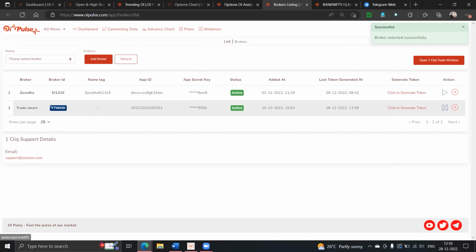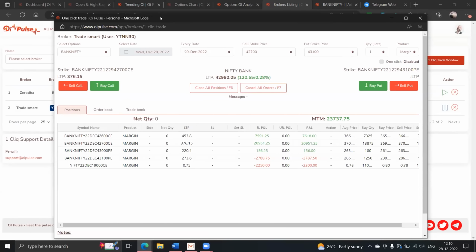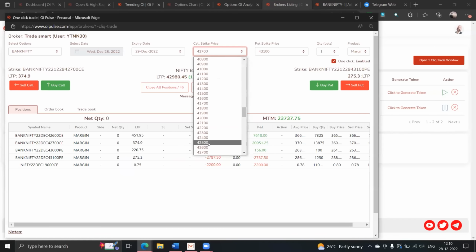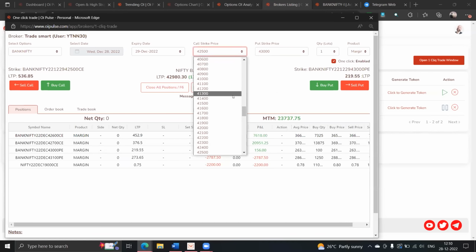Once you see this play button, it will become blue. Click on one click trade window. Click on this one click. Choose what strike you wanted to buy. Imagine you wanted to buy both a call and a put. Keep it ready. Okay, this is what I wanted to do.